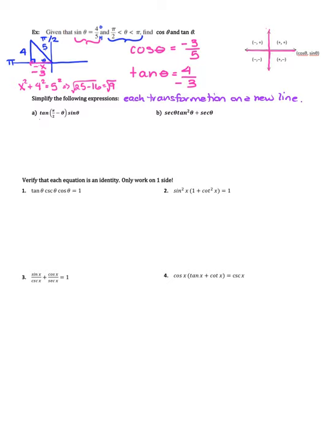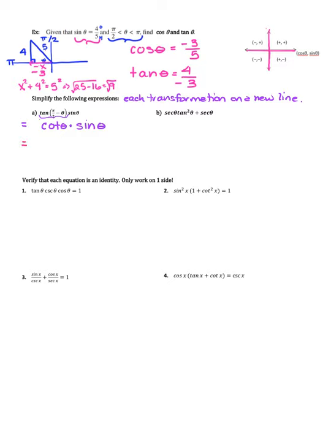All right, so my next line here, I'm going to substitute tangent of pi over 2 minus theta. There's your co-function property. I'm going to substitute with that cotangent theta times sine theta. And it's like, okay, that's nice. I don't really see anything to simplify yet.